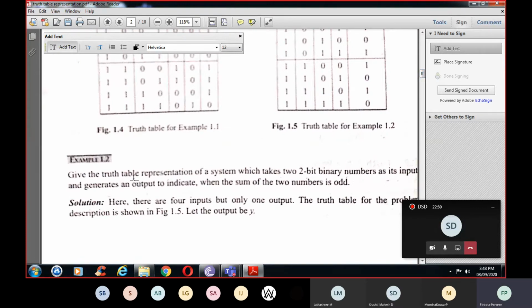Here what they have told, give the truth table representation of a system which takes two 2-bit binary numbers as its input and generates an output to indicate when the sum of the two numbers is odd. What they have told, it should generate an output and tell when the sum of two numbers is odd. Odd numbers are 1, 3, 5, 7, 9. Okay.